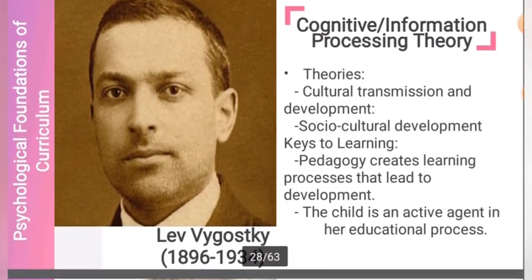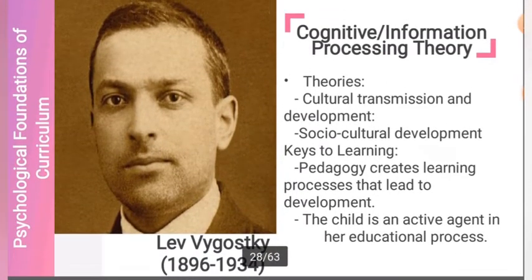Next, we have Lev Vygotsky. Lev Vygotsky's theories are cultural transmission and development that implies children could, as a result of their interaction with society, actually perform certain cognitive actions prior to arriving at developmental stage, and learning precedes development. He believed that pedagogy creates learning processes that leads to development, and that a child is an active agent in his or her educational processes.